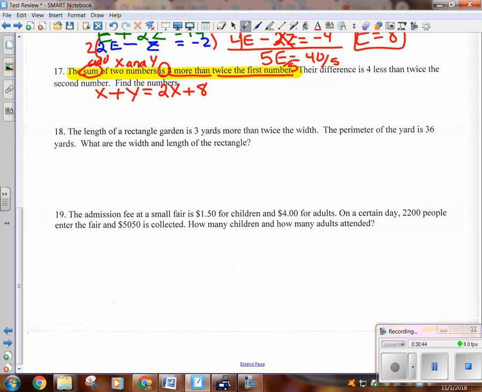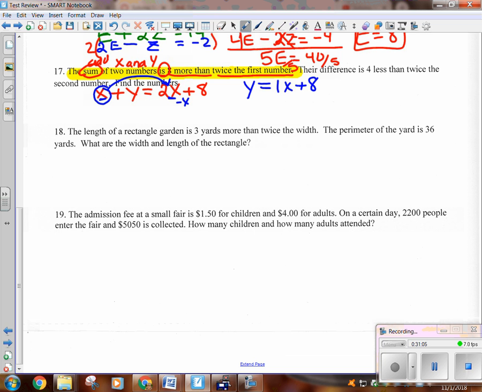Now, this is my first equation, but I want to clean it up a little bit. I recognize that I have an x here and an x here. I'm going to bring this x over here to this other side and get all my x's together. Now, if I bring it over, it's going to subtract x. So that's going to give me an equation that's simplified to y equals 1x plus 8.